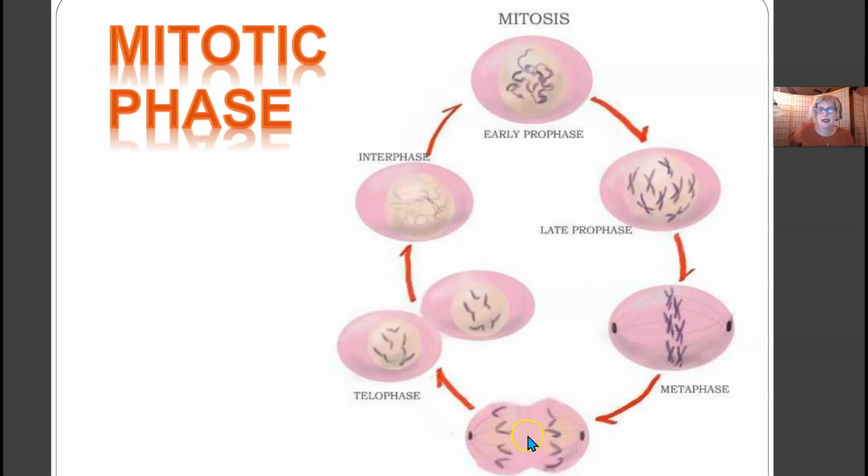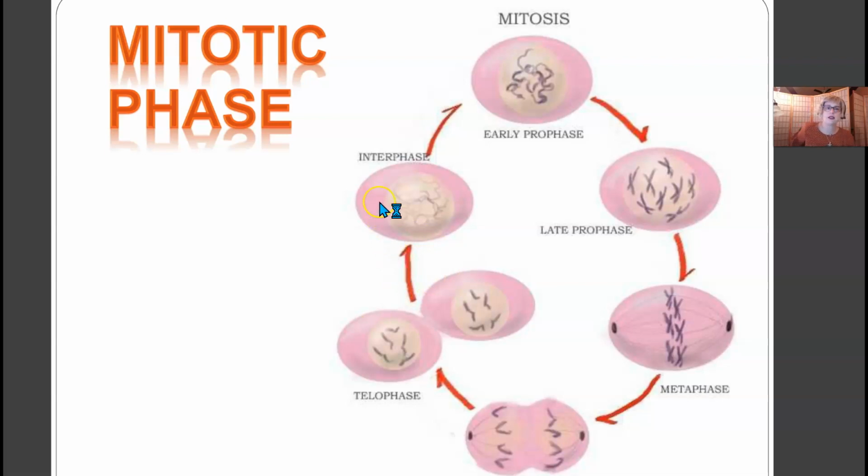Telophase, cleavage furrow, nuclear envelope reappears, the chromosomes become chromatin again, and then we've got pretty much a complete cell division into two equal daughter cells. The movement of separation is called cytokinesis, and the cycle continues.